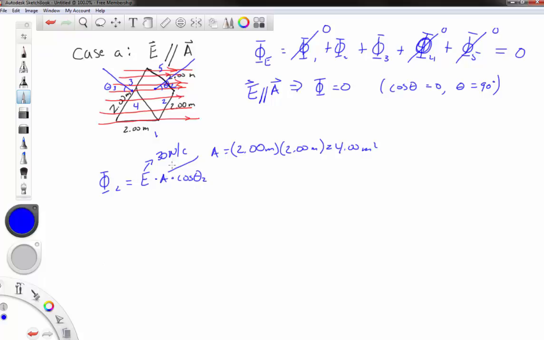The E field and the area both are equal. We just have to find what is the cosine of this angle. So what is the cosine of this angle? Let's draw this thing from the side. So here is a line that's perpendicular to the E field, and basically from the side we have this right here, this right here, and then our E field is cutting through like this. And so our perpendicular component is like this. Here is our theta 2.